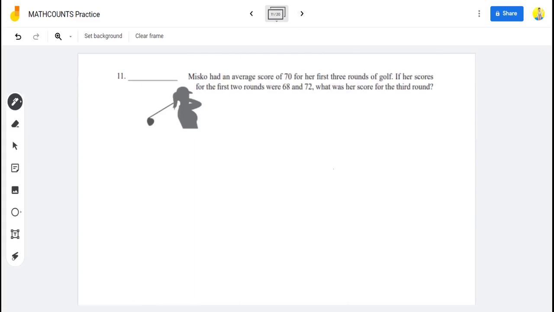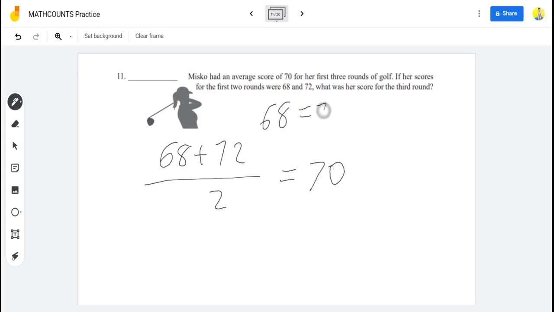Misko had an average score of 70 for her first 3 rounds of golf. If her scores for the second 2 rounds were 68 and 72, what was her score for the third round? The average of 68 and 72 is just 70. We can easily see this because 68 is equal to 70 minus 2, and 72 is equal to 70 plus 2. And if the average of all 3 is also 70, that means the last one must be 70.